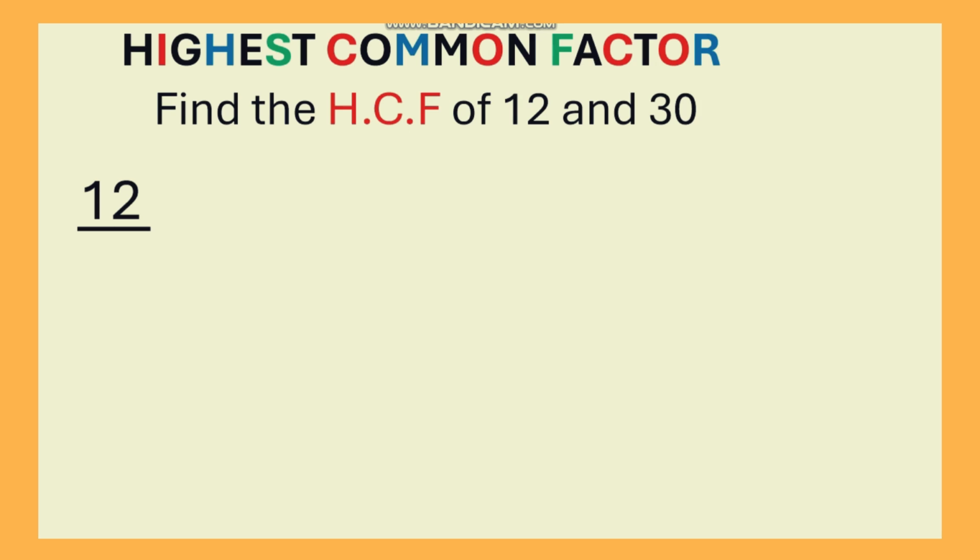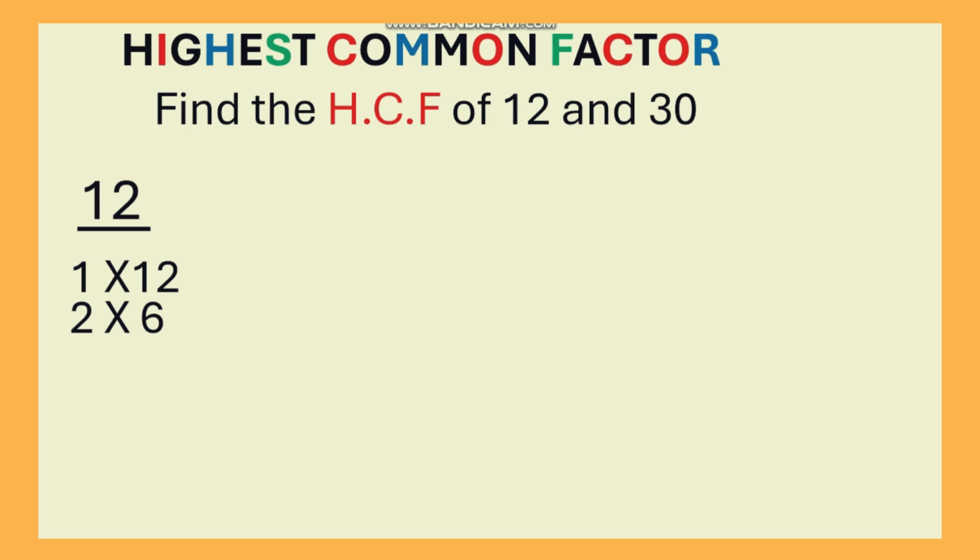So I begin with 1. 1 times 12 gives me 12. So 1 and 12 are factors of 12. I go to 2. 2 times what gives me 12? 2 times 6, of course. So 2 times 6 gives me 12, and 2 and 6 are also factors of 12.